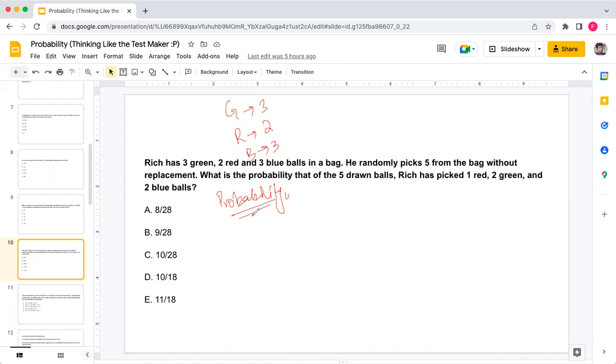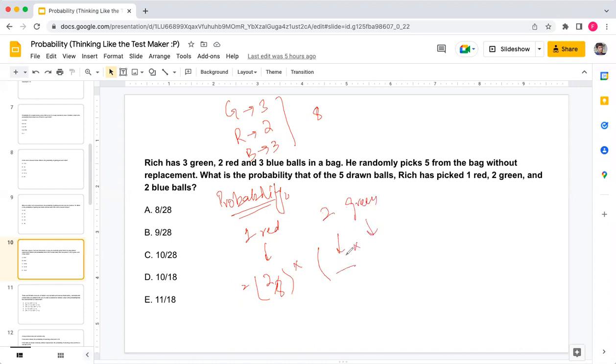First of all, consider that he's picking 1 red first. So what is the probability of getting 1 red? How much are these in total? These are 8, and the probability of getting 1 red will be 2 by 8. And now the probability of getting the next one is green, 2 green, right? This one and this one.